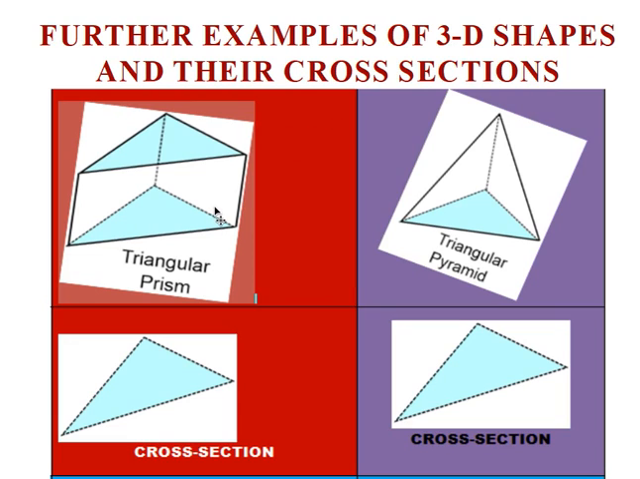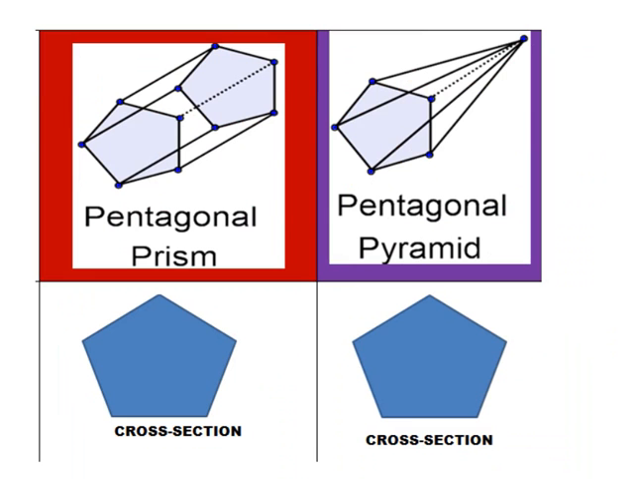We have triangular prism. We have triangular pyramid. Let's look at their cross-sections. When you take a triangular prism, its cross-section is a triangle. When you take a triangular pyramid, its cross-section is also a triangle. Let's move on to another 3D shape and its cross-section.